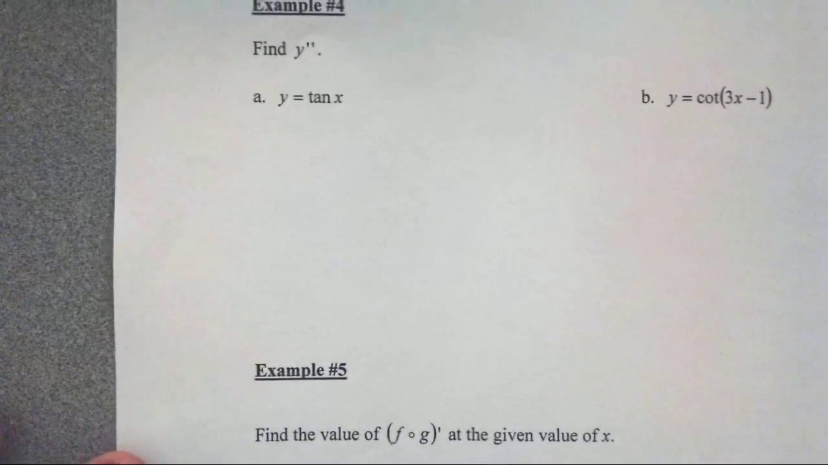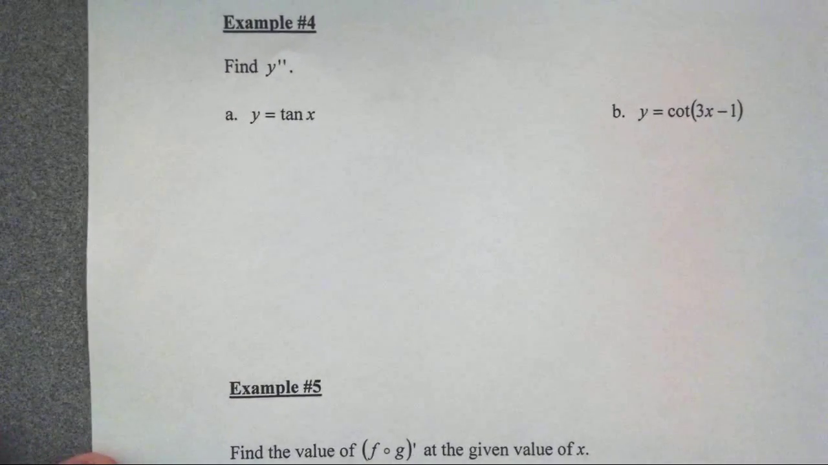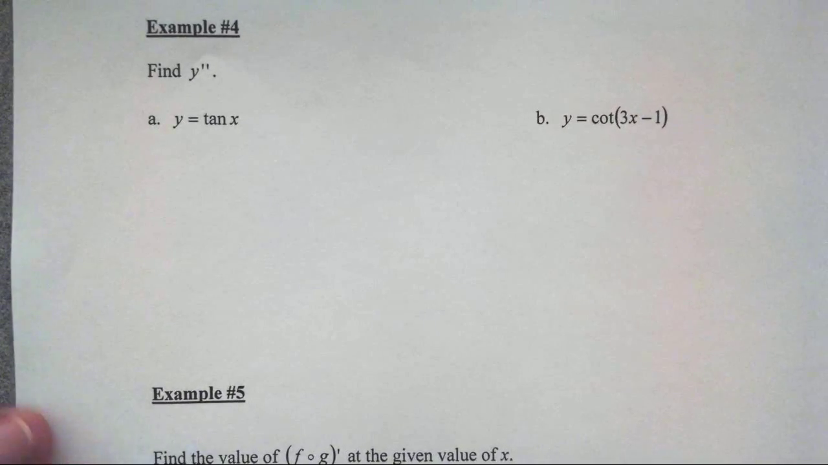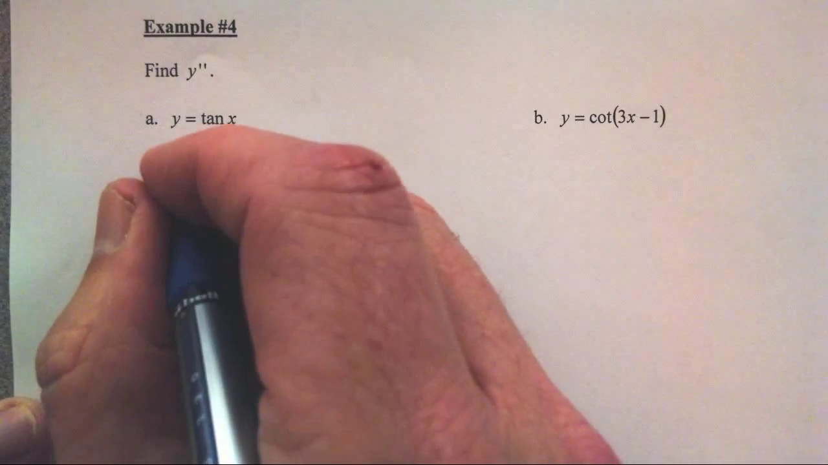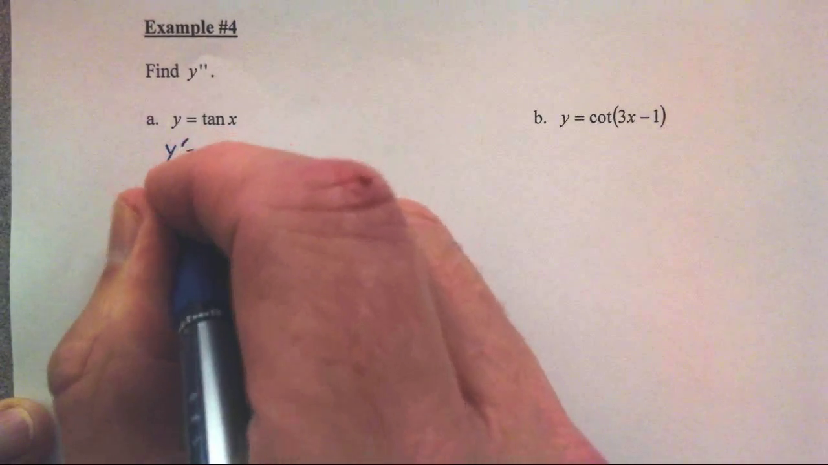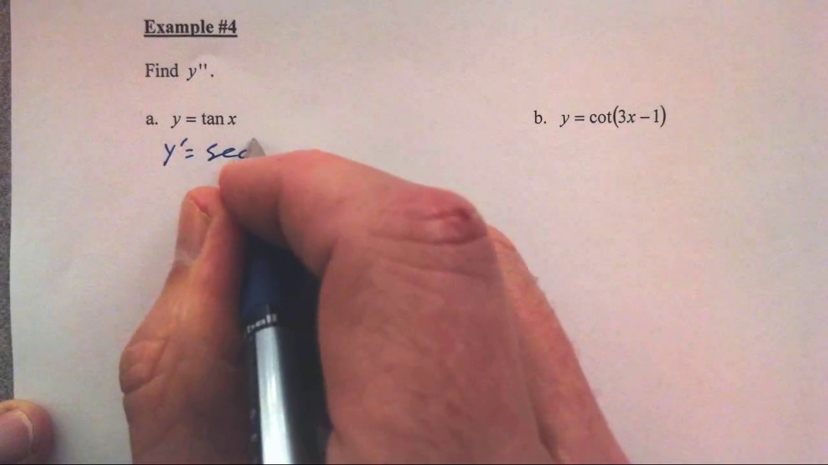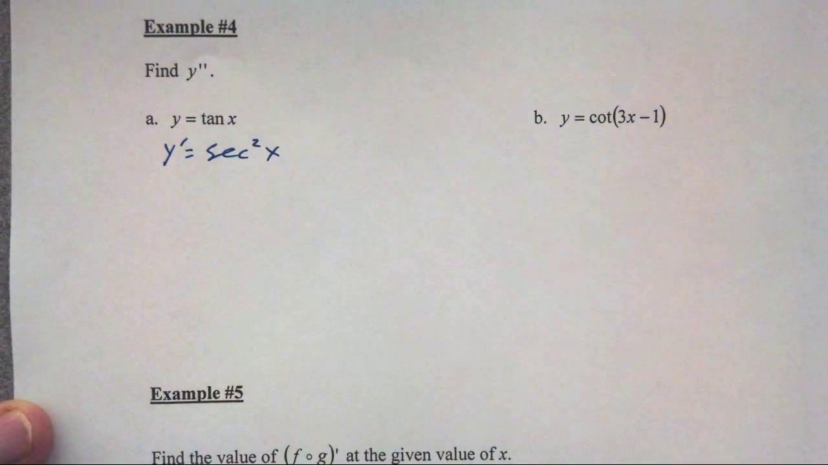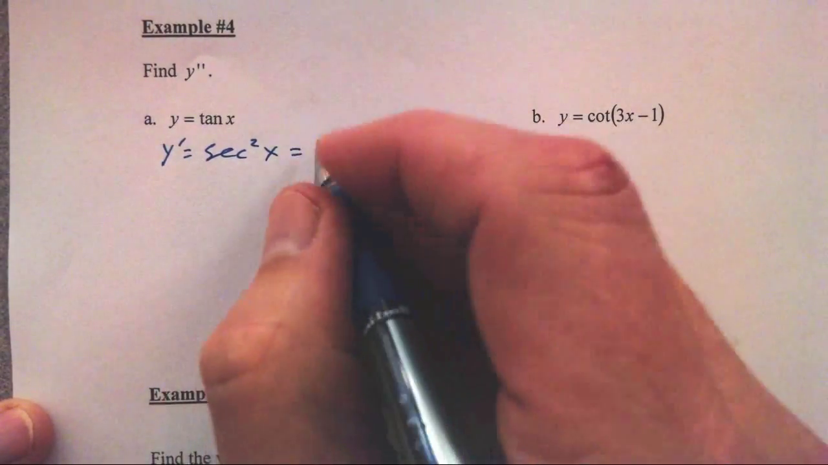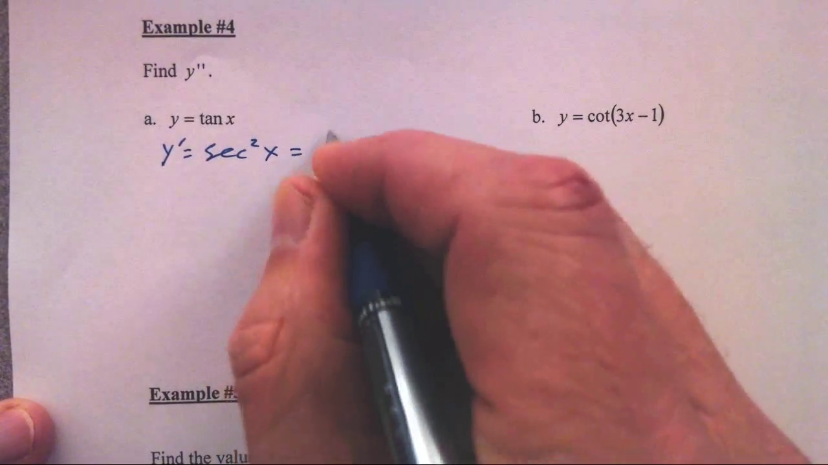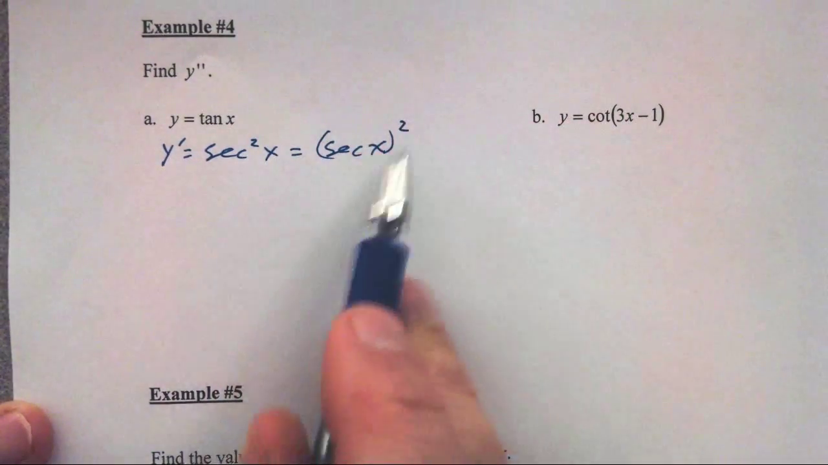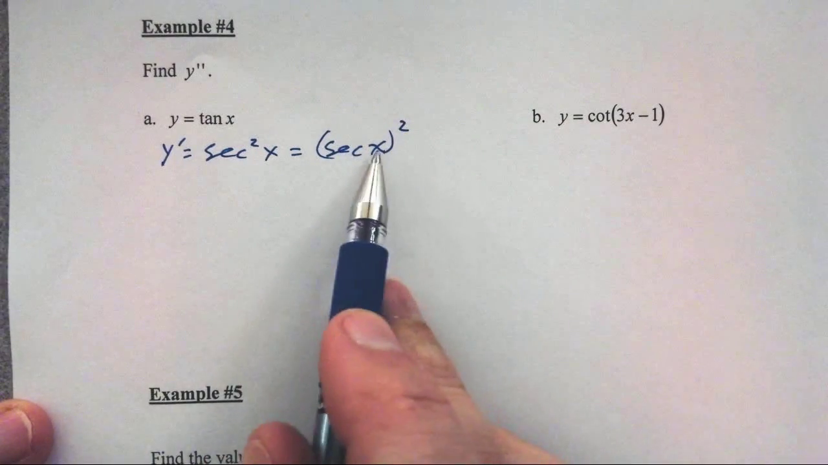Alrighty, moving right along again. Find the second derivatives, and these things start out seeming pretty nice, but they can get a little bit ugly. So we're going to find the first derivative. I'm just going to call it y prime. The derivative of tangent is secant squared of x, which we might want to think of as secant of x squared. That makes the mother-baby analogy pretty clear.